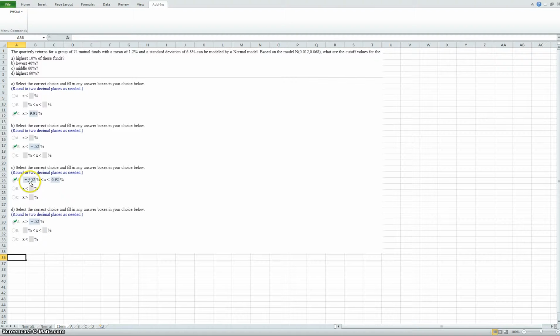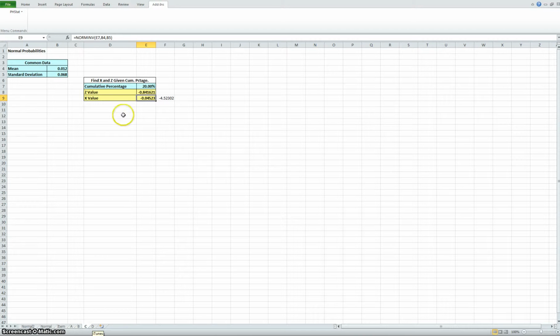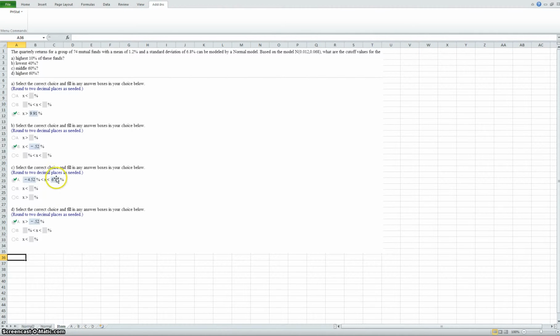So we know at least that's correct. How did I get this value of 6.92%? Well, we go back to our little worksheet, and now we're going to change this to 80, and lo and behold, there is our 6.92%. Voila, correct. See, not too bad. PH-Stat2 makes it easy. That's it.